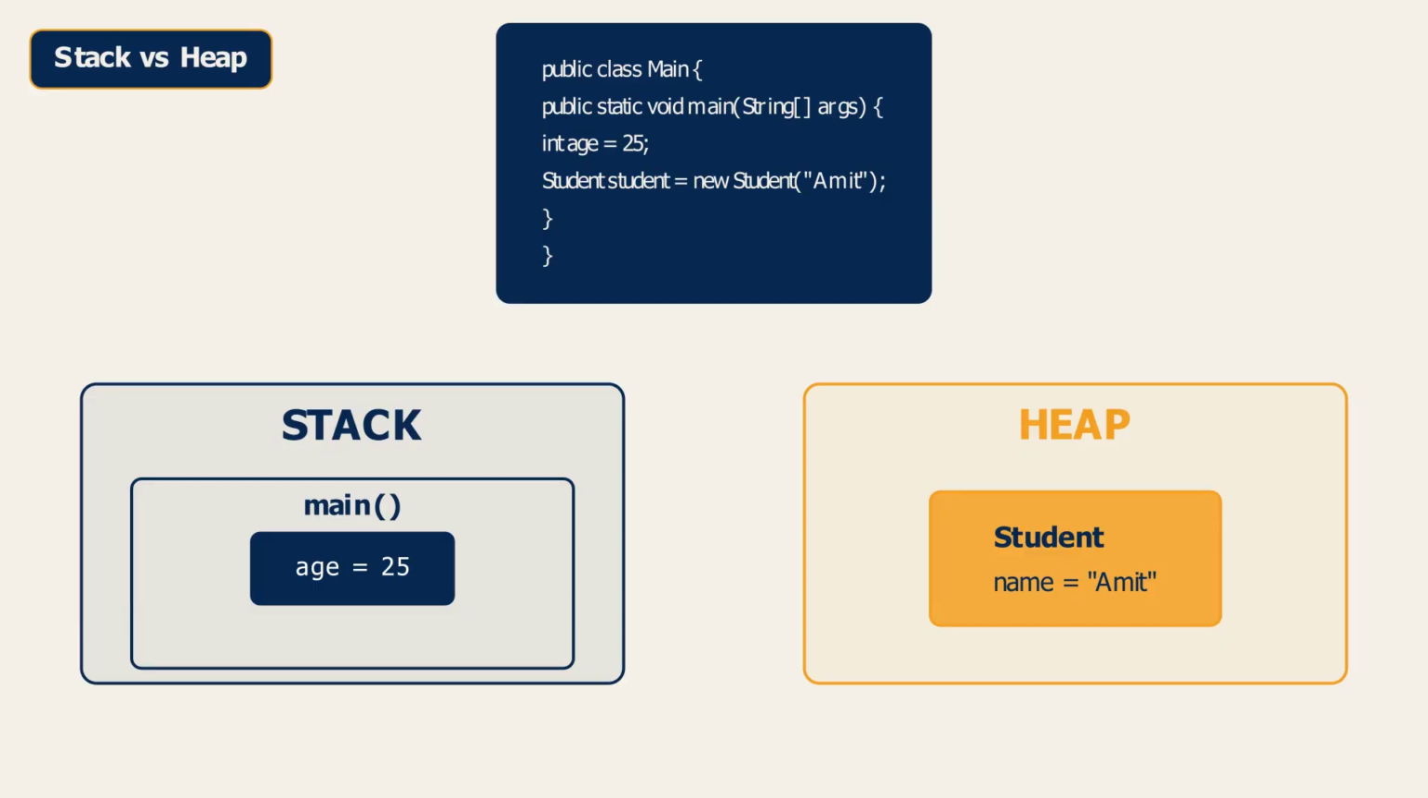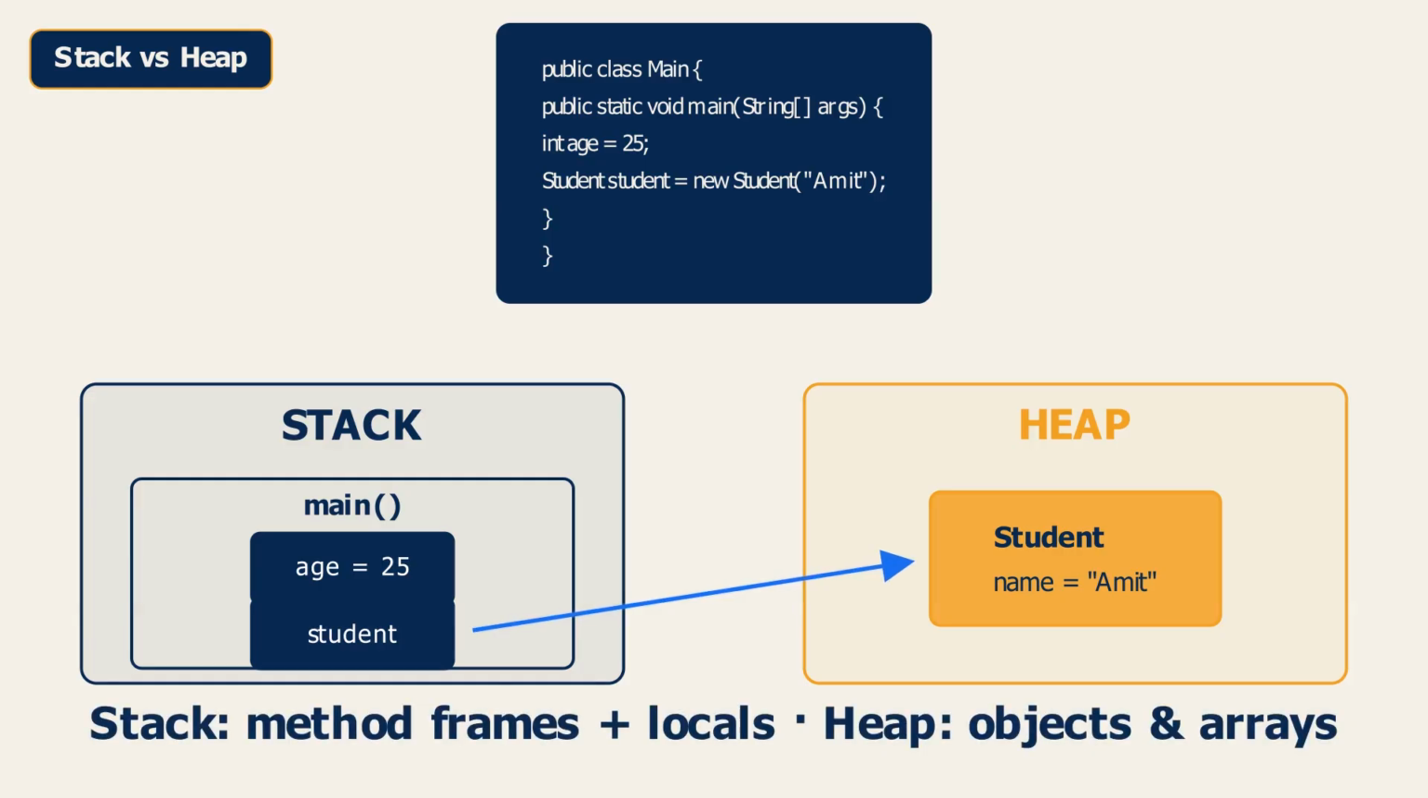So watch what happens. Age lives directly inside the stack frame, but student does not contain the actual student object. It holds a reference to where that object lives in the heap. One quick note: this stack and heap picture is the conceptual model Java developers use to reason about memory. The JVM may optimize things internally in ways you never see, but this model is the right way to think about ordinary Java code.